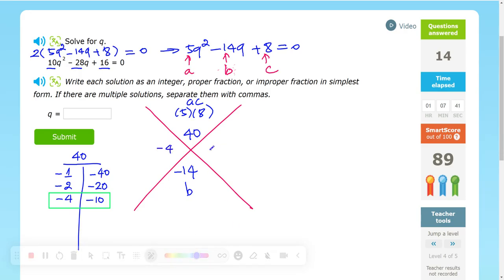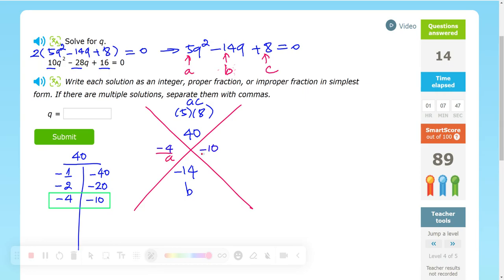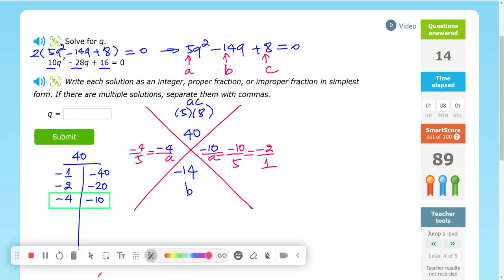Negative 4, negative 10. Okay? Do not forget you have to divide by A. A happens to be number 5, so negative 4 over 5. This is negative 10 over 5. Simplify, it becomes negative 2 over 1. Okay, so now you can write your factor.